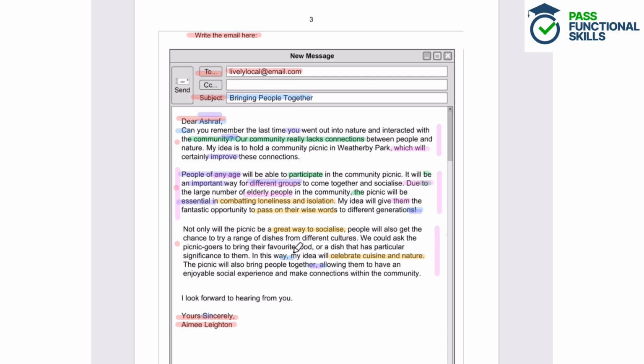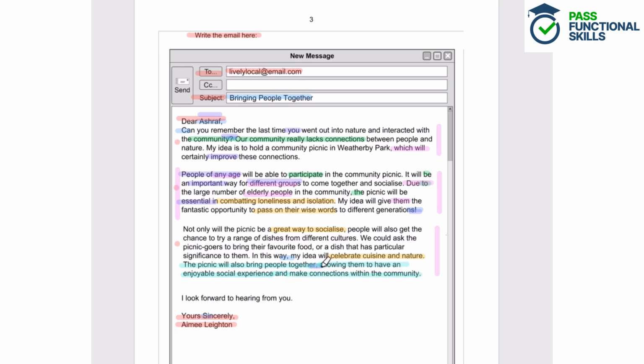So, for example, we have the picnic will also bring people together. So that's one part of the sentence, saying what the picnic will do, and then we have a comma to connect to another idea. So this will be allowing them to have an enjoyable social experience. And then we've got this connective word here, and, to join another idea onto the sentence. So it will also allow them to make connections within the community.